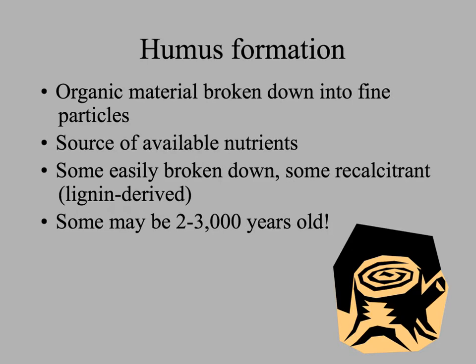So humus is organic material that's broken down into very fine particles, not to be confused with hummus made of squashed up chickpeas. And humus is a source of nutrients for plants. Some humus is easily broken down. Some is very recalcitrant, or resistant to breaking down, and these are plants that are more woody in general, which give rise to this slower breaking down organic matter. So some humus can be thousands of years old and still not completely broken down.